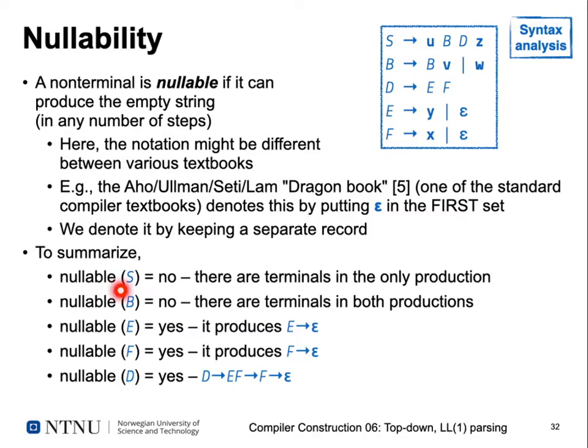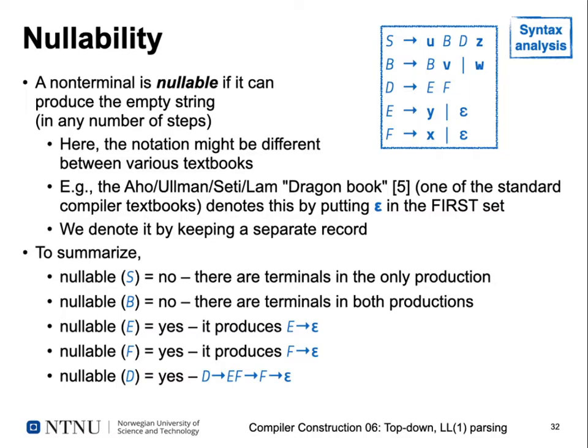So let's see, is our non-terminal symbol S nullable? No, because its only production here has terminal symbols, so it always produces at least something. B, again, is also not nullable because it has two productions, but both productions include a terminal symbol. Is E nullable? Yes, because there is one production that just produces epsilon for E. Is F nullable? Same as before, of course, because there's a production generating an epsilon.